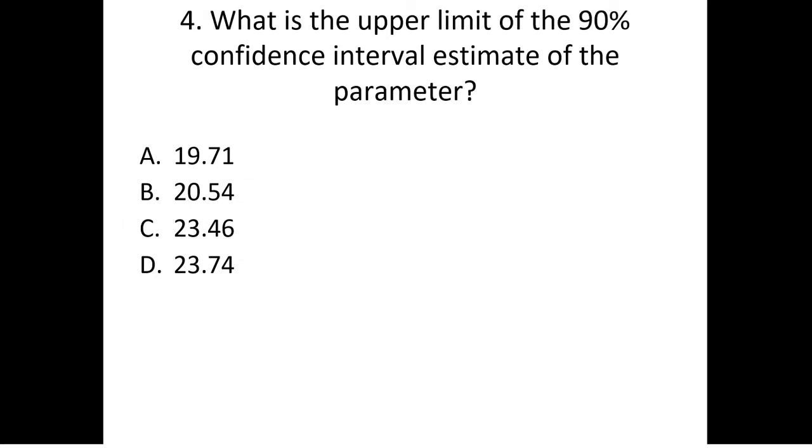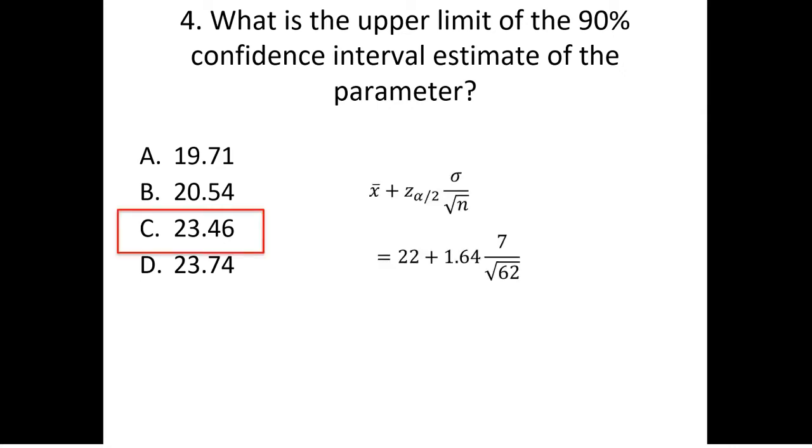Okay. Now we are asked what the upper limit is. The upper limit, which is still 90%, would be, in this case, C, 23.46. And that's just using the same formula. Of course, you would be using the negative formula for the lower limit, and you would be using the positive formula for the upper limit.